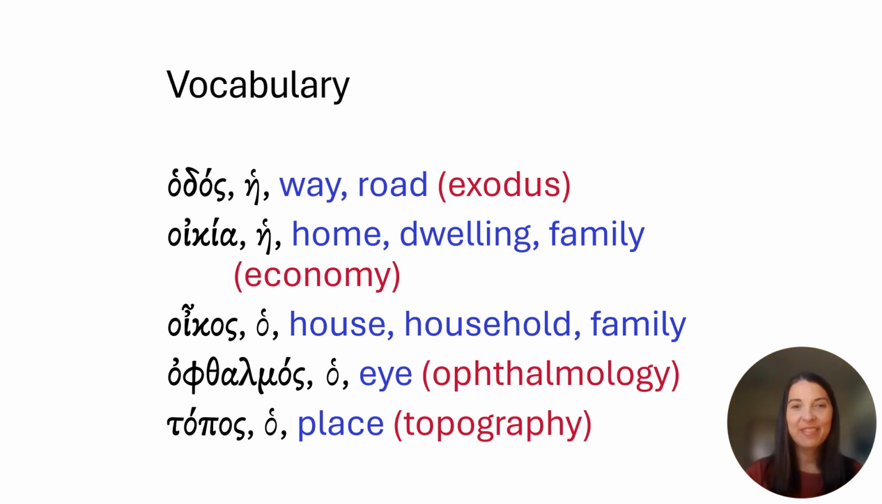And if you're looking at that thinking that might be a typo with the eta because the omicron sigma is at the end, that is not a typo. It is a feminine word with one of those masculine endings, so be on the lookout for that. Oikia means home, dwelling, family, and is also a feminine word, whereas a masculine word, oikos, is house, household, or family, very similar. Ophthalmos means eye, and topos means place. This is chapter 8. You're doing great, and we'll have more in the next week.